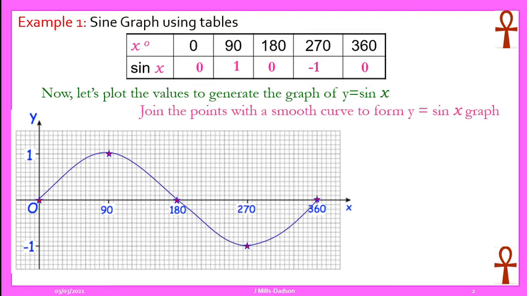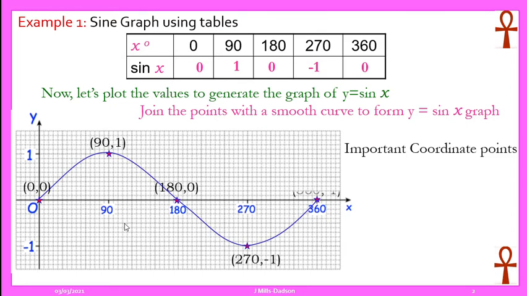This is what we call a typical sine graph within 0 to 360. This is what it looks like. And you need to be very particular about the coordinate points, because in an exam they could do a sketch and ask you to find the coordinate of this point. You should be able to know it by heart.